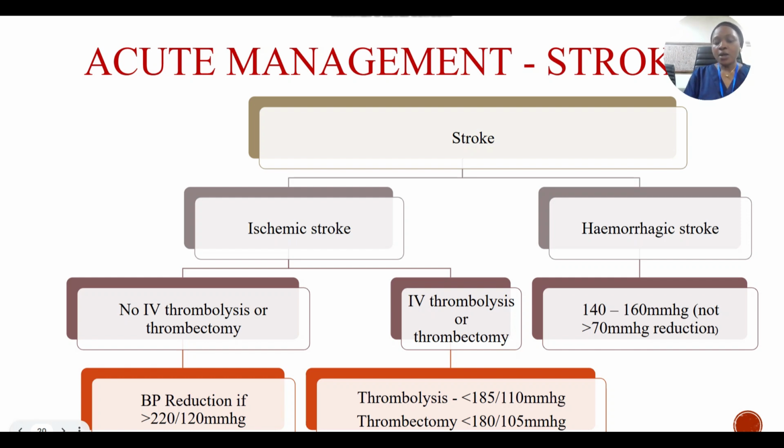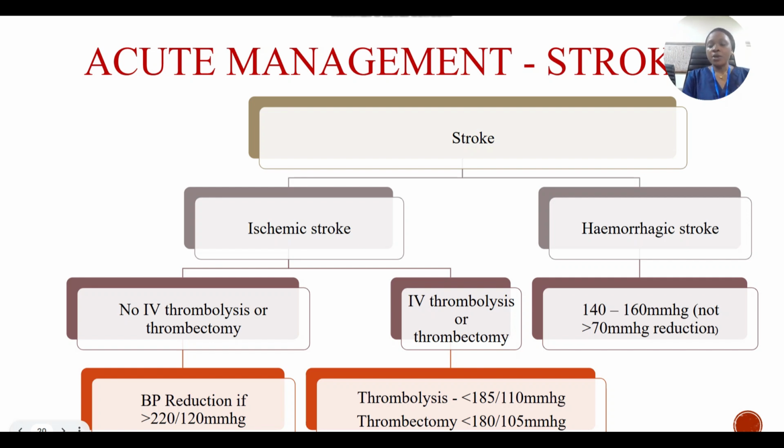However, if you plan to do IV thrombolysis or thrombectomy, which puts the patient at risk of bleeding, in order to prevent any expanding hematoma, we want to reduce the blood pressure slightly, but still not too much. So with thrombolysis, you're looking at reducing the blood pressure to less than 185 over 110. And then you maintain it at 180 over 105 for 24 hours.